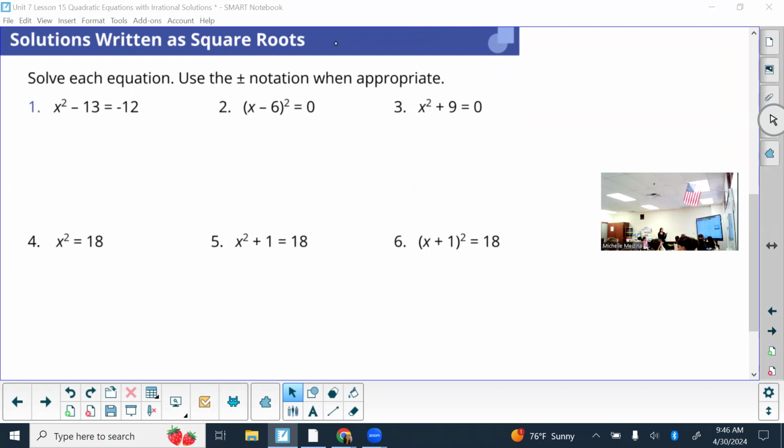So let's do the first one together. Anytime you isolate x, you always start with what's farther from the x. So would that be this 2 or this 13? And you always do the opposite in order to undo it. So what's opposite of subtracting 13? And whatever you do on one side of the equal sign.